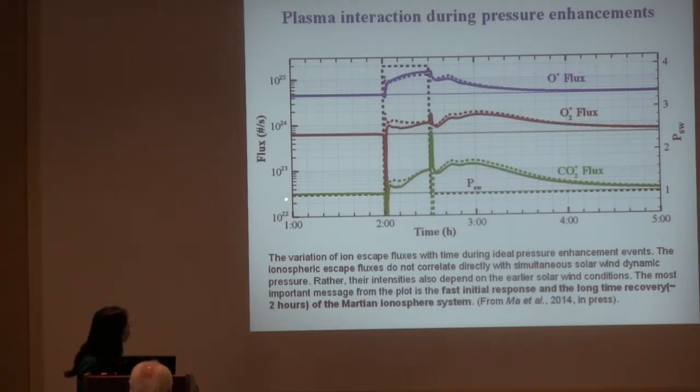So we have a pressure that is constant before 2, and then suddenly we increase it to 4 times larger than its normal value, and then it lasts for 30 minutes, and then drops back to its normal value. And here, this color shows how the escape fluxes vary during this pressure enhancement case. So the most important message here is there's a fast initial response to the pressure enhancement, but there's also a long recovery time. It's about 2 hours in this case, and the recovery time is longer for the heavier ions.